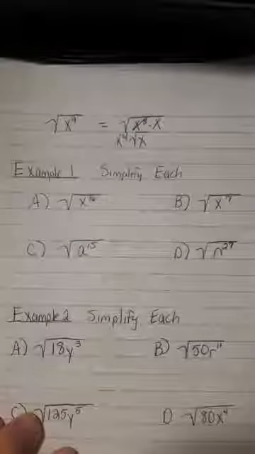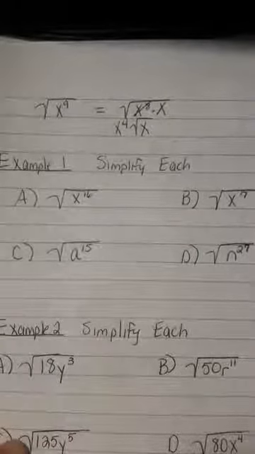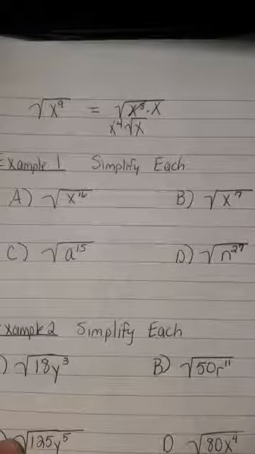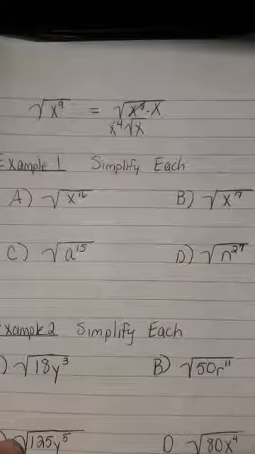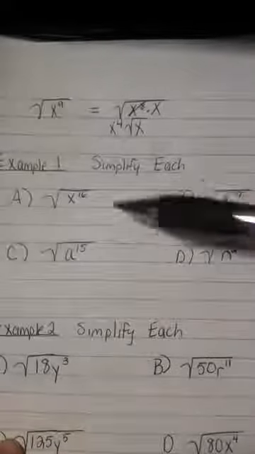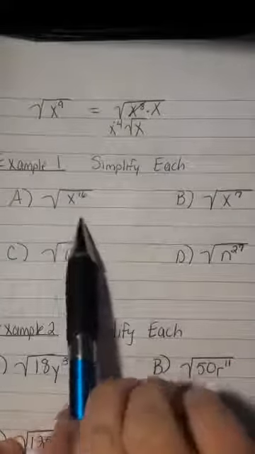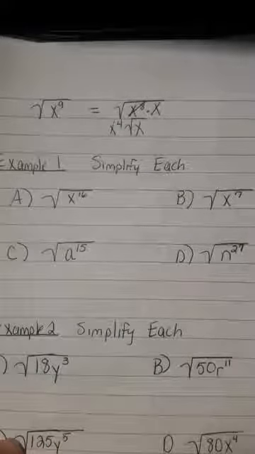Alright, I'm going to zoom in just a little. So on this one, we have the square root of x to the 16th. Now, I went ahead and put an even exponent in there just to make sure you understood. When you take the square root of a variable expression that has an even exponent, it is a perfect square.